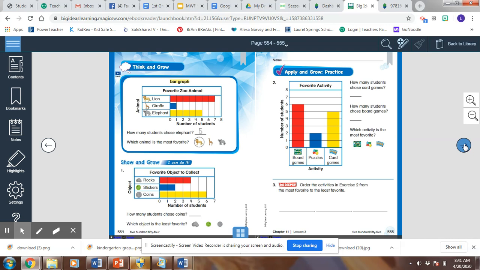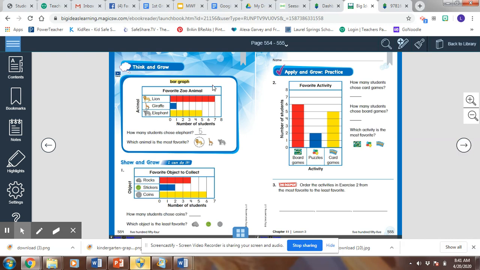And on your next page now, you're going to be applying the information that Mrs. Garvey did with you on that example bar graph. And I believe all of the bar graphs are going to be made for you, so you are going to be answering questions about it. Really, hopefully later in the week, I'll have you make one.